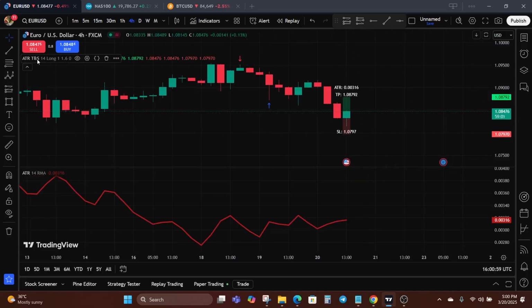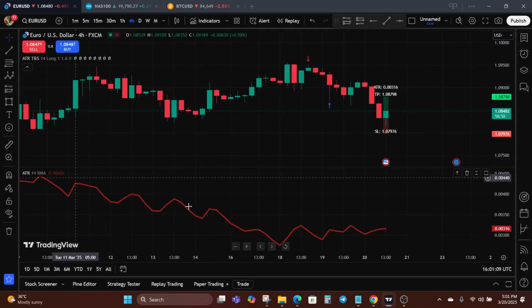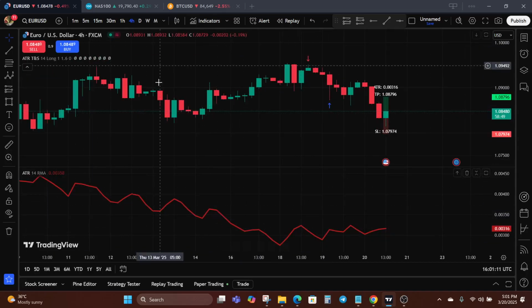Now, if you want to use the ATR TNS, that is the take profit and stop loss indicator based on the ATR, you can just search for it on the indicators here and then add it to your chart in addition to the volatility-based oscillator that we have here.